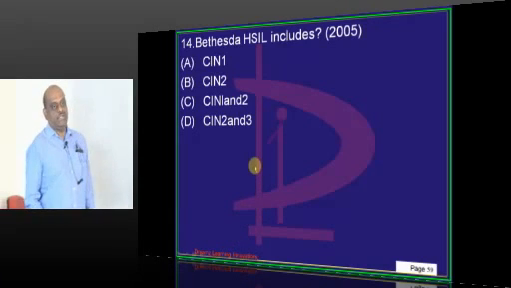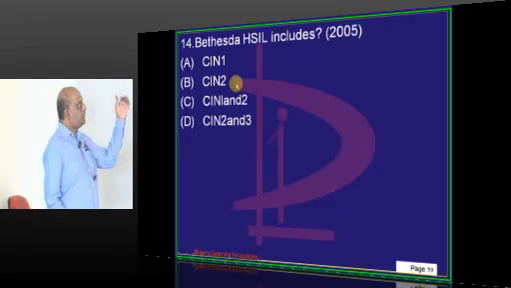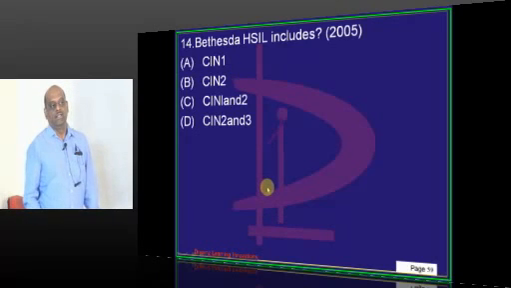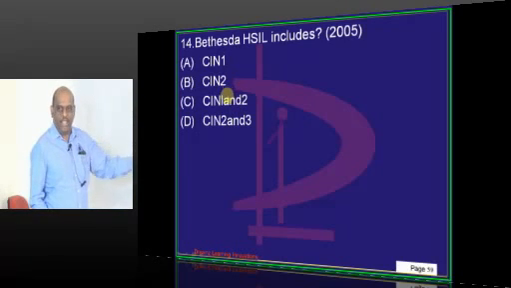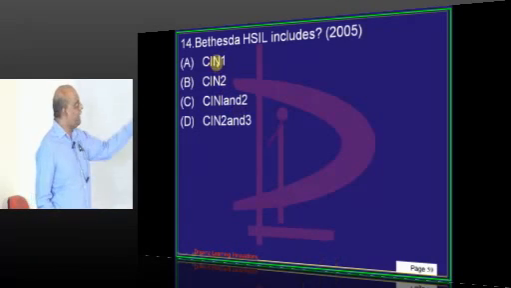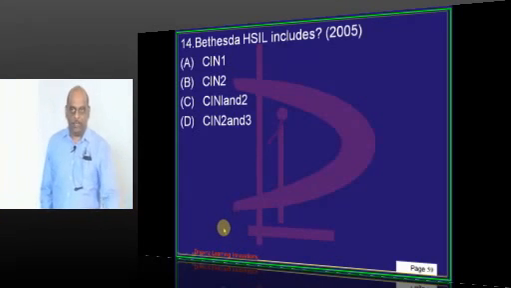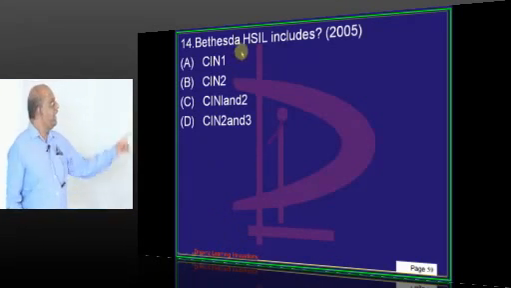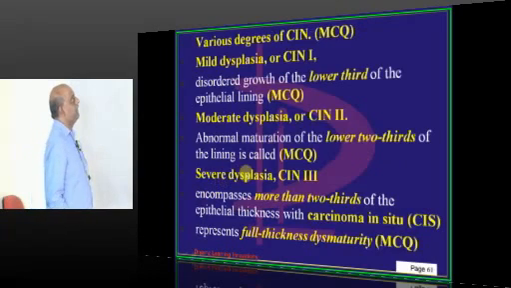Then Bethesda, HSIL: what are the various stages? When will you call CIN1, CIN2 and all these things? They are all the typical terminology you will use for colposcopy guided biopsy findings. HSIL is basically a cytology finding. So what is the correlation between the two is what the examiner is asking.